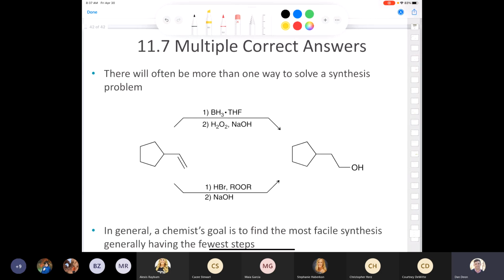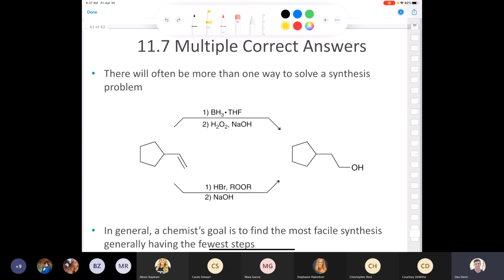And then the last thing I'll say about this chapter is that as you progress in organic chemistry, you're going to find you're going to run into more and more synthesis problems where there's going to be more than one answer. Right? Let's say we wanted to take this molecule. So what is this? It would be cyclopentyl. We want to take this molecule and we want to make a primary alcohol. Well, the first thing that I would think would be hydroboration oxidation, right? What's on the top line here.